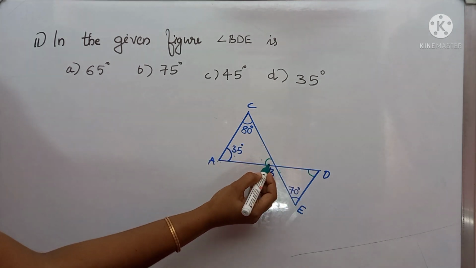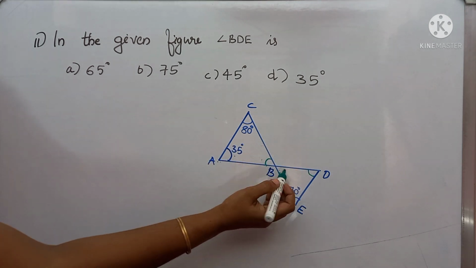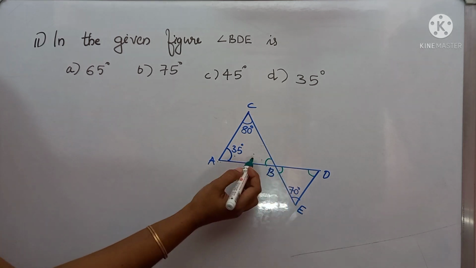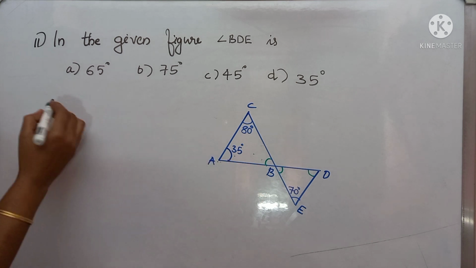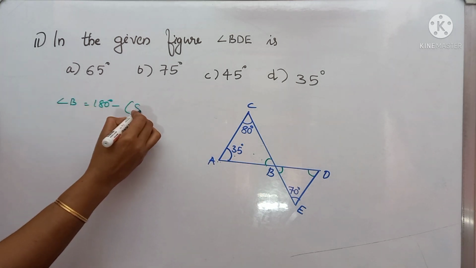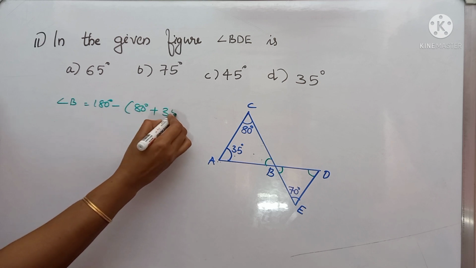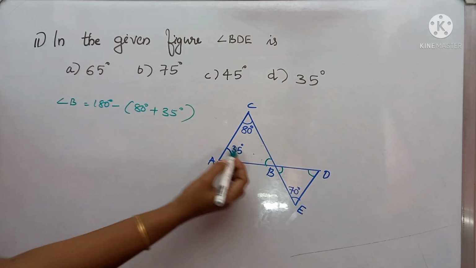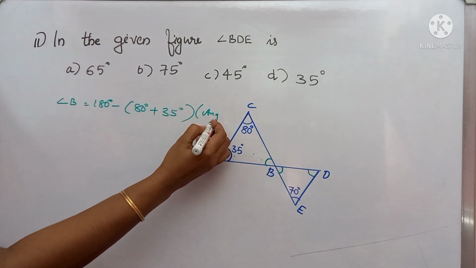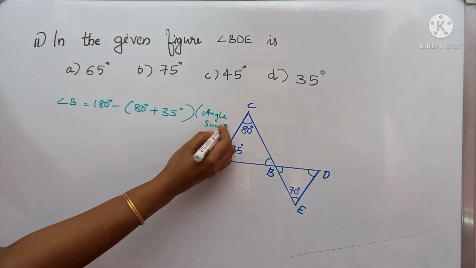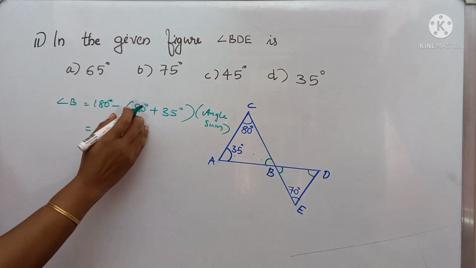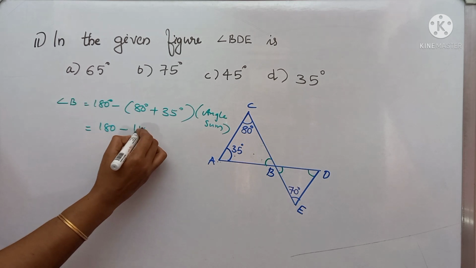So it is easy to find this angle B. This angle B in both cases is equal because they are vertically opposite angles. So we can find angle B is equal to 180 degrees minus (80 degrees plus 35 degrees). Here, for 80 degrees plus 35 degrees, we are applying the angle sum property of a triangle. That is equal to 180 minus 115 degrees, since 80 plus 35 is 115 degrees.